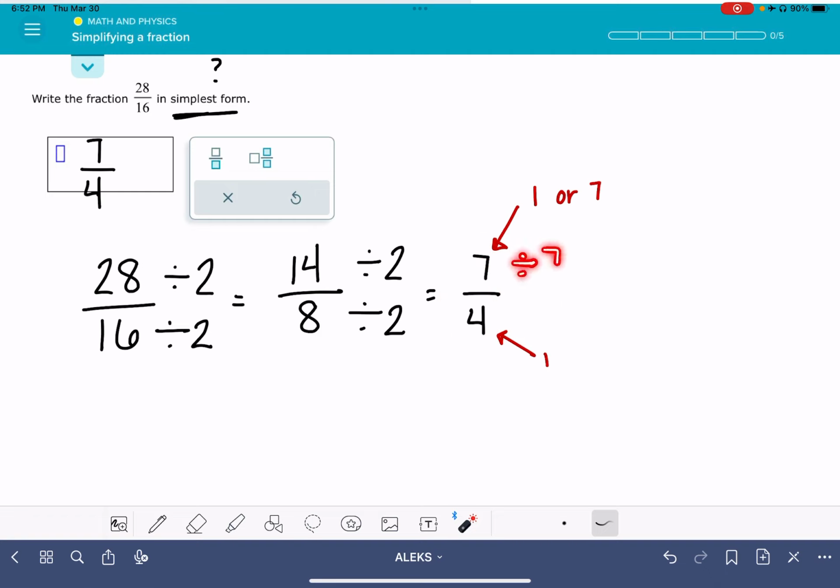I can divide 7 by 7, but I cannot divide 4 by 7 and end up with an integer. I can do 4 divided by 7, but I'm going to get some kind of decimal. And remember, when we do this division, we have to end up with another integer. So 7 over 4, that's the smallest, simplest form for this fraction.